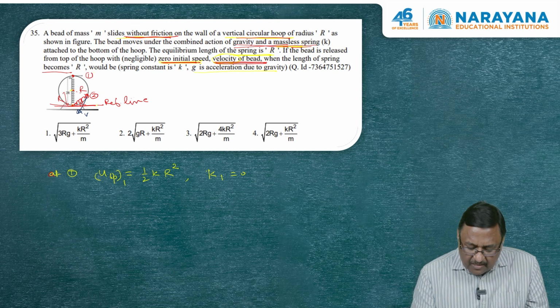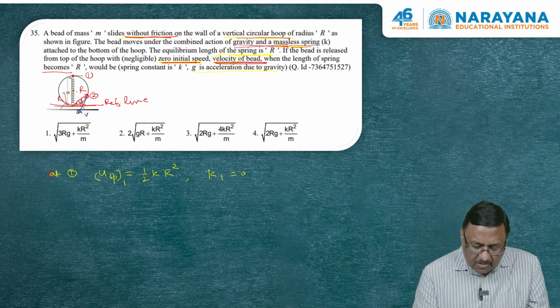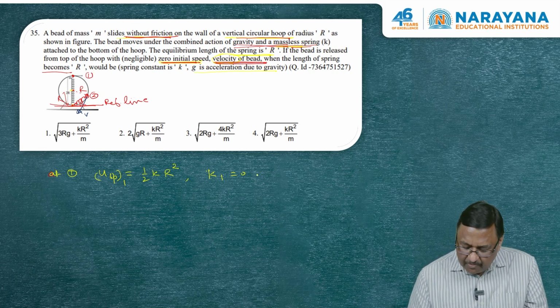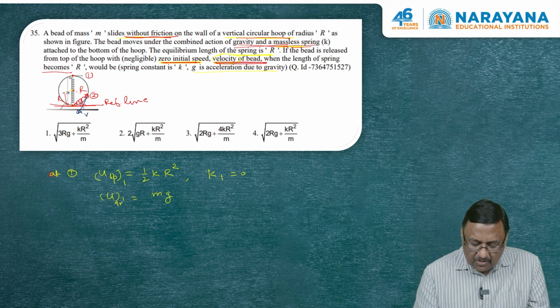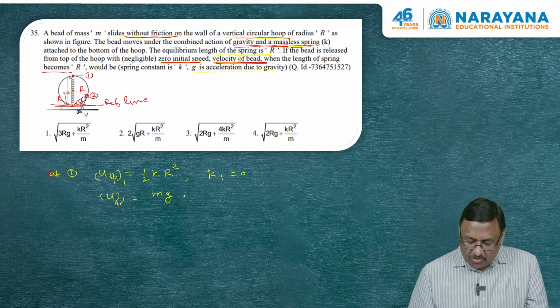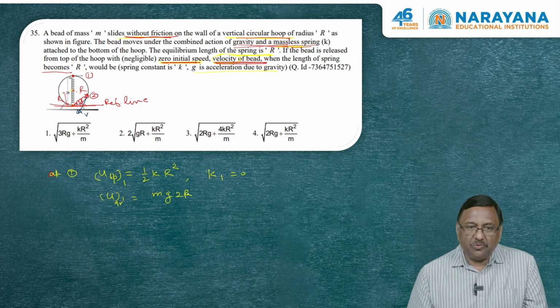Also, if I consider this to be the reference line, my body has some mass. So if I write the gravitational potential energy at position 1, you can understand it is going to be mg. With respect to this reference line, it is at a distance 2r. So I write mg into 2r.